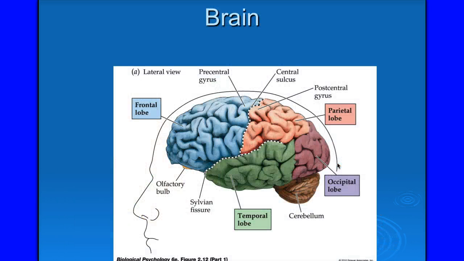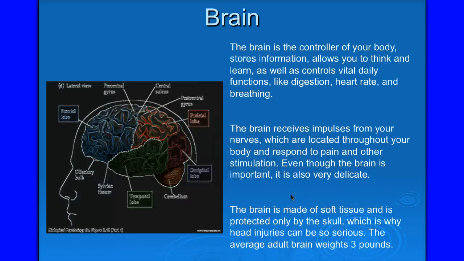Moving on to the brain. You can see in this picture the brain is divided into four different lobes, and each lobe will have a different function, and we'll talk about that more in later classes. But we can see we have the frontal lobe, parietal lobe, occipital lobe, and temporal lobe, and then in the back of all of that you have your cerebellum.